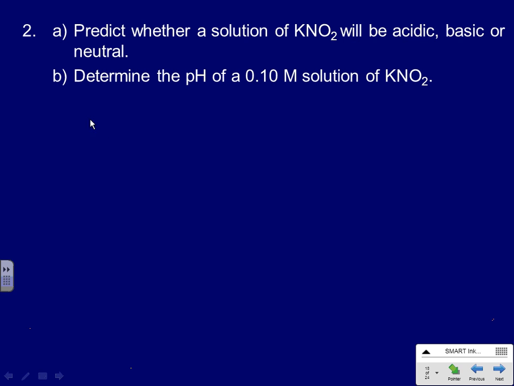If you want to just put number 2 and just put KNO2 this time, same question as number 1. The exact same numbers. It's the exact same thing. It's just now I'm dealing with KNO2. So the numbers are the same.